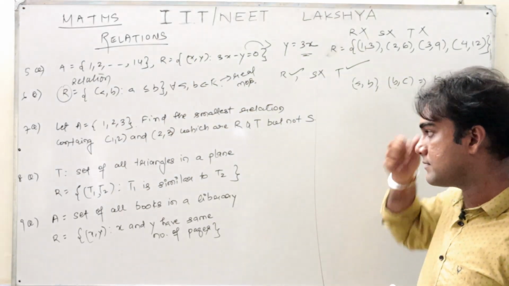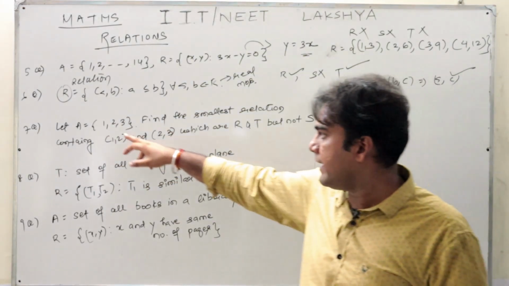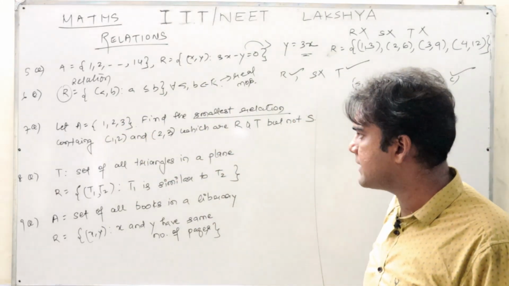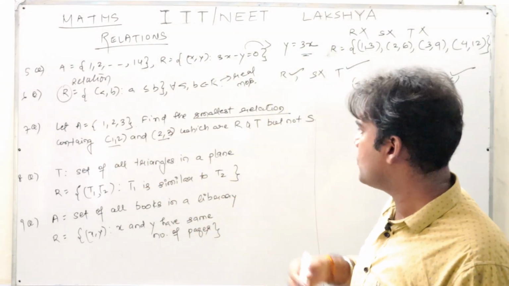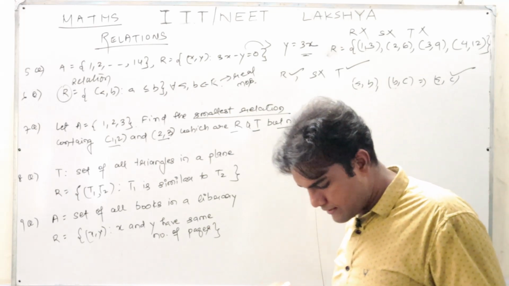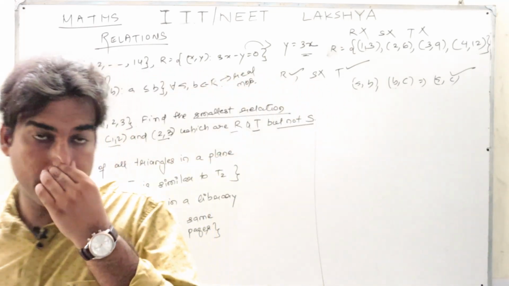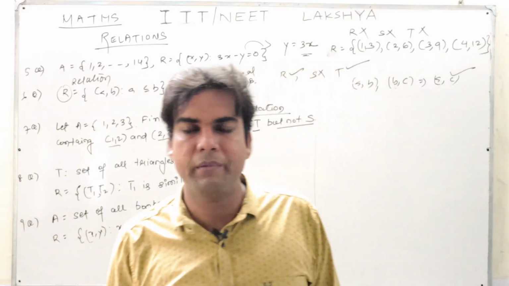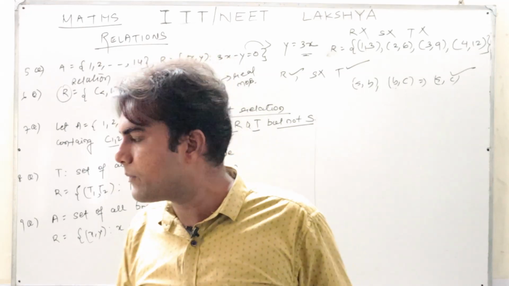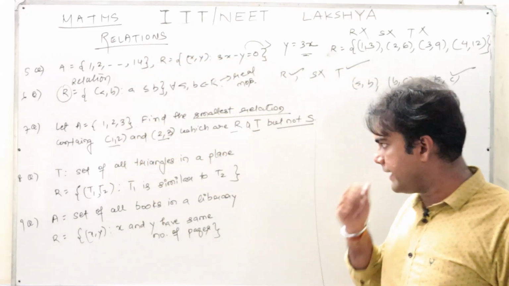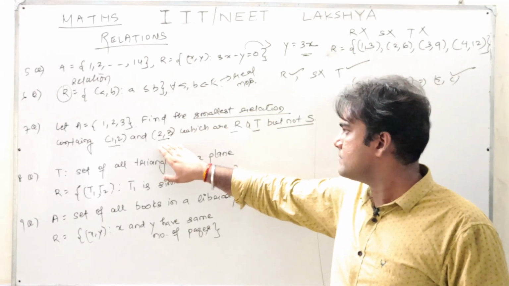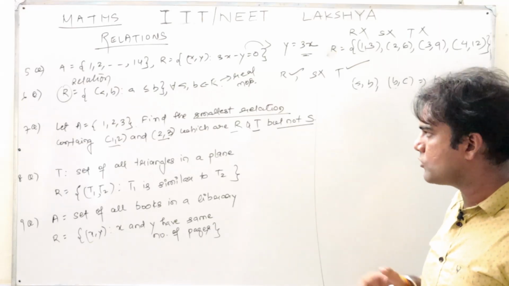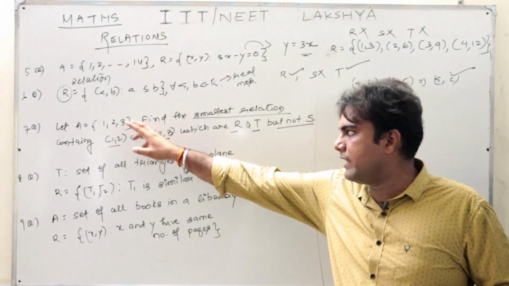Let us go to the seventh question. This is your set A: 1, 2, 3. You need to find the smallest relation containing (1, 2) and (2, 3) which is reflexive and transitive, but not symmetric. Set A is there. We are forming a relation from set A to A. And we need to find the smallest relation. Smallest relation means it must contain the minimum number of ordered pairs. So in my set A, 3 elements are there: 1, 2, 3.